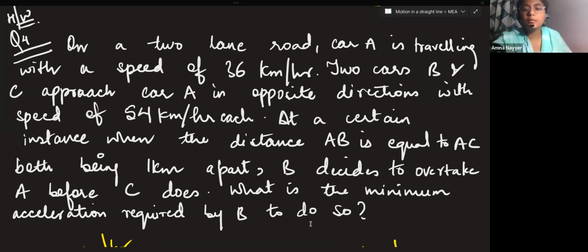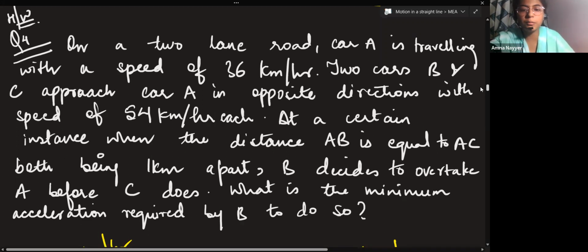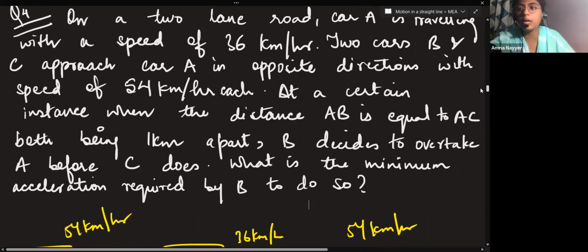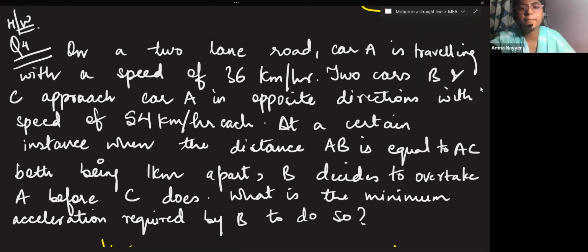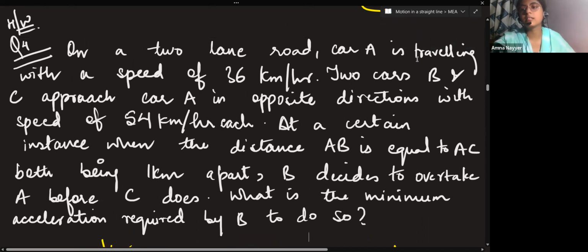All right. So this was the homework which I gave in the last class. What was the answer that you people got? I think you had to calculate acceleration, no? Yes. What is the minimum acceleration required?